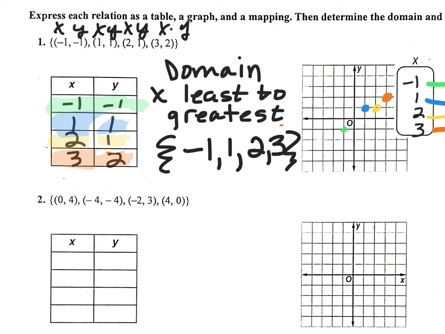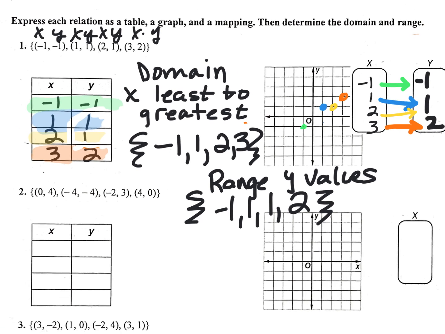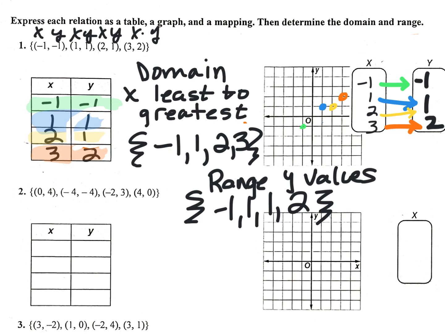And then your range, instead of your X values, it's going to be your Y values. So what are my Y values? -1, 1, 1, and 2. But to Will's question, the same way I didn't repeat the 1 in the mapping, I'm not going to repeat the 1 in my range either. You just write it once. So the range is going to be -1, +1, and then 2.